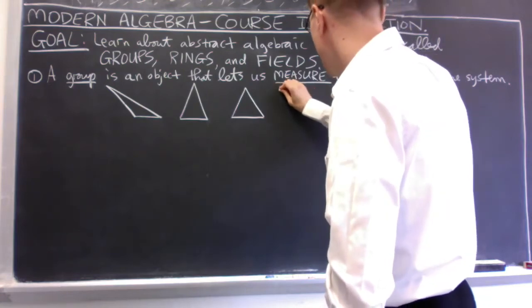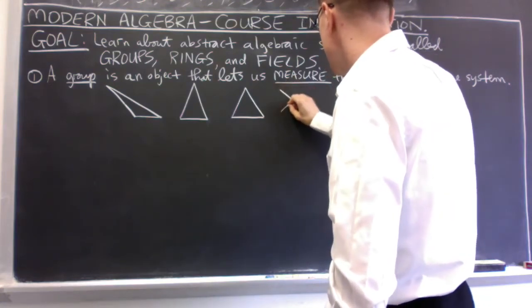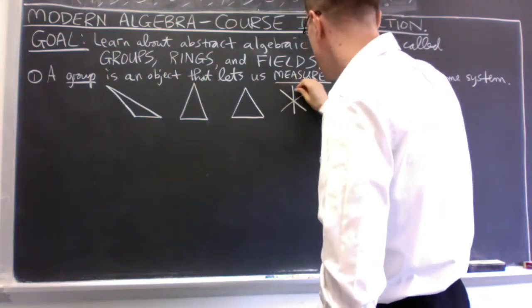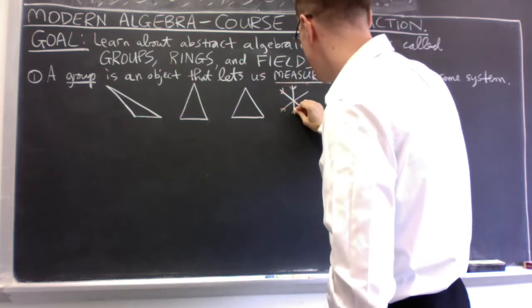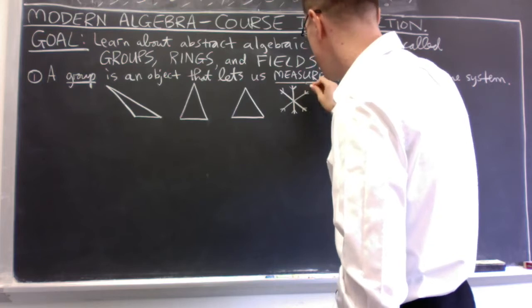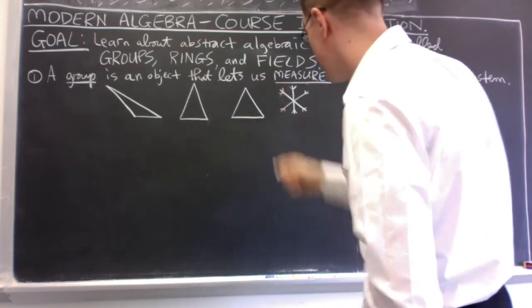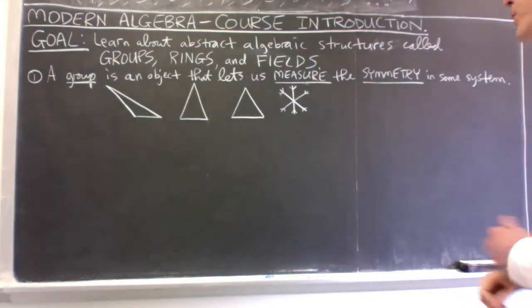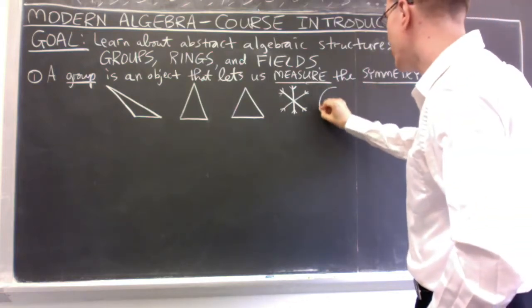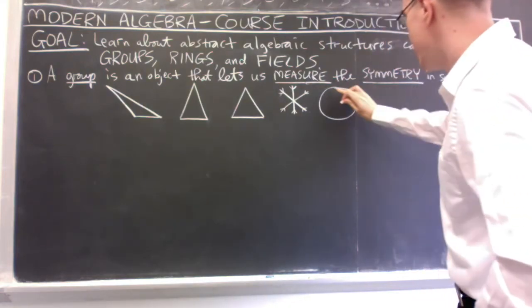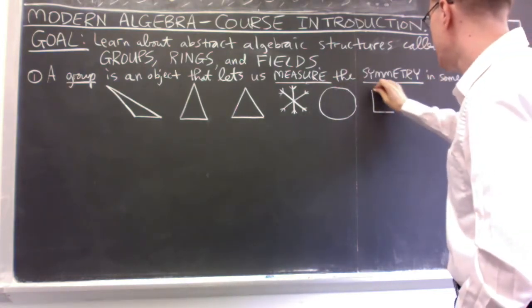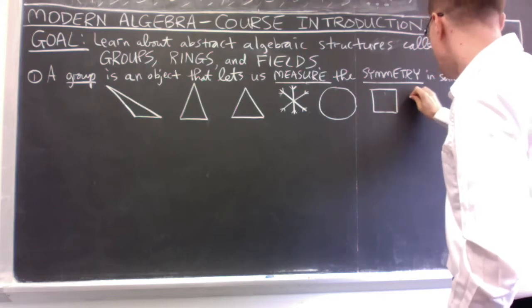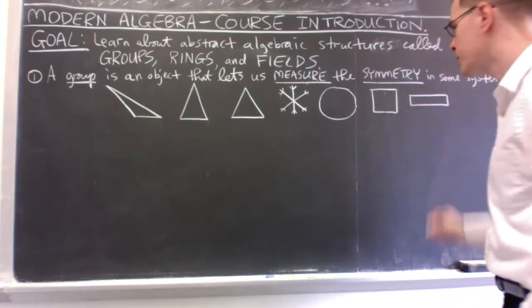And then you could even draw other shapes as well, like maybe a snowflake, or some sort of abstract depiction of a snowflake. That seems to have maybe even more symmetry than the equilateral triangle. Or if you want, you could have a circle. And somehow the circle seems to have way more symmetry than all the other shapes that I've drawn. You could have a square. You could have a rectangle. Various things, all sorts of shapes.